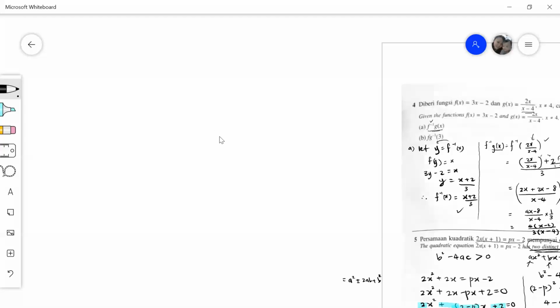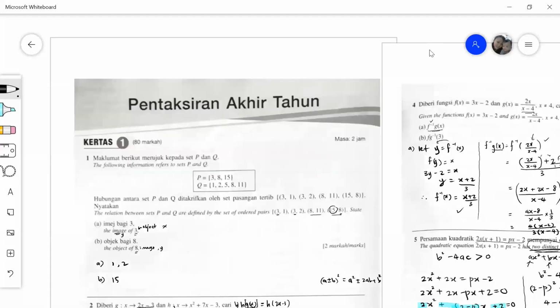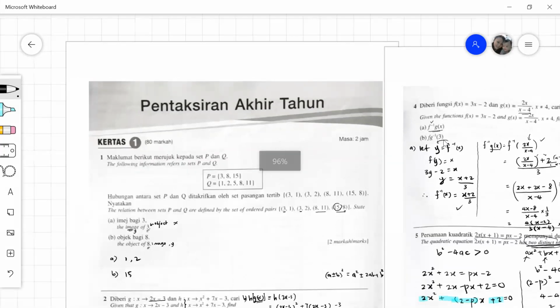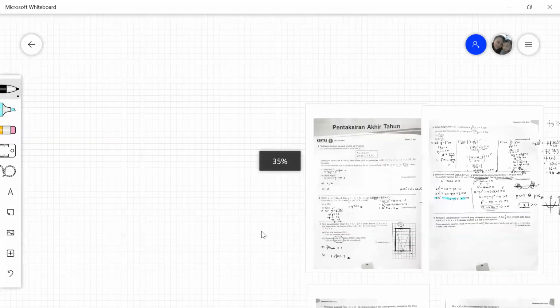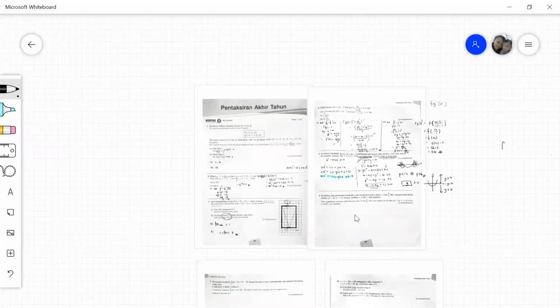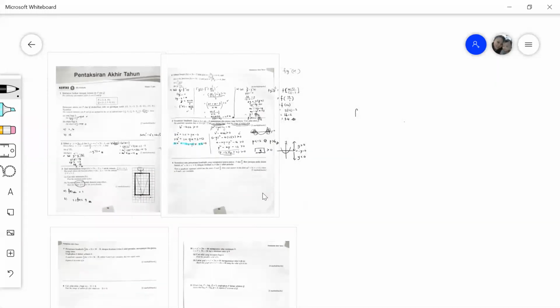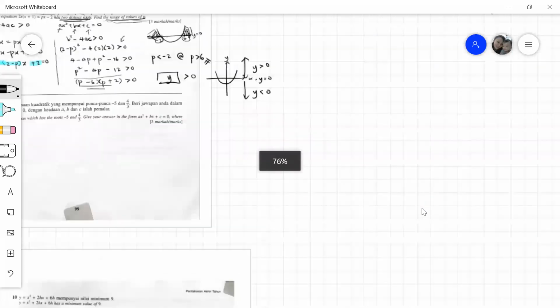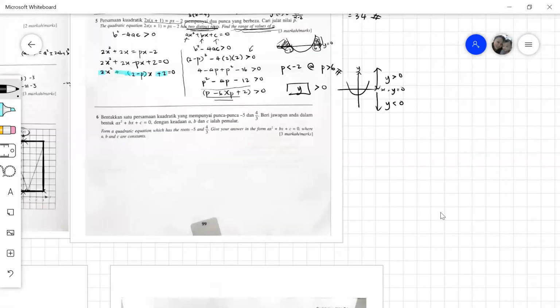Do you still remember the SOPOR method? HTP and HDB. Yes, sum of roots and product of roots. Hasil tambah and hasil darab. Okay, so this one is very easy.